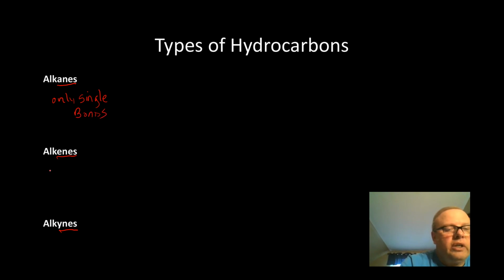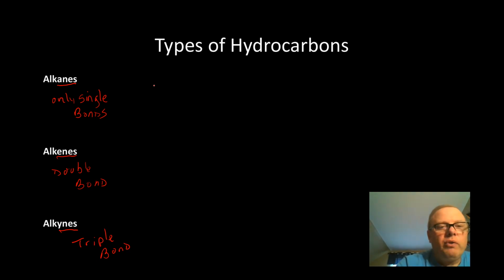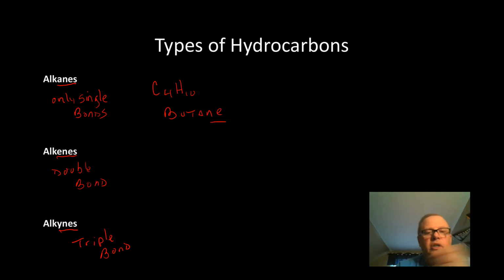Whereas alkenes have a double bond, and an alkyne will have a triple bond. So what's going on here with our alkane? An alkane, and I'm going to give you a typical formula, would be C4H10. This would be butane. Notice the ending name is ANE. That tells us that it's an alkane and it only has single bonds.